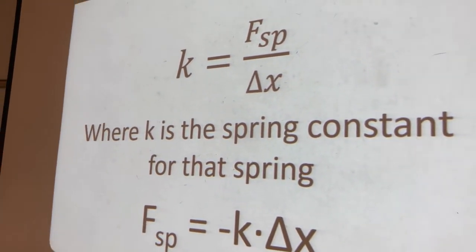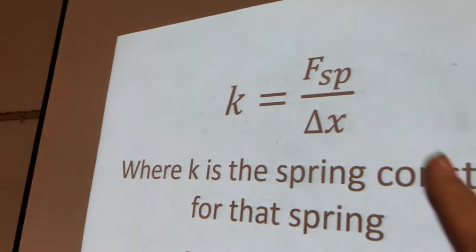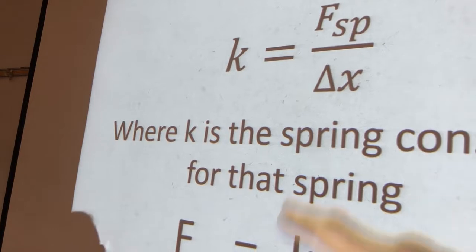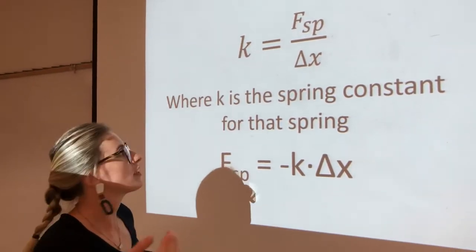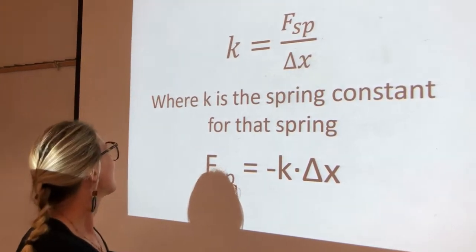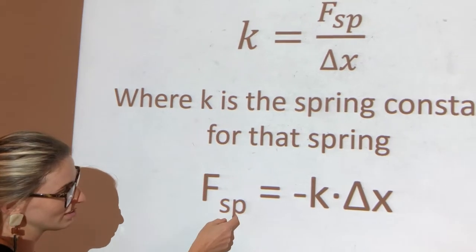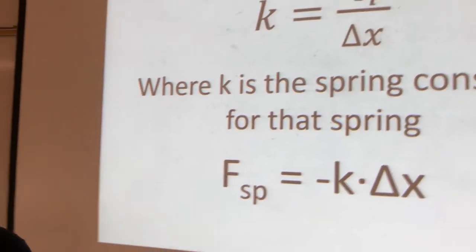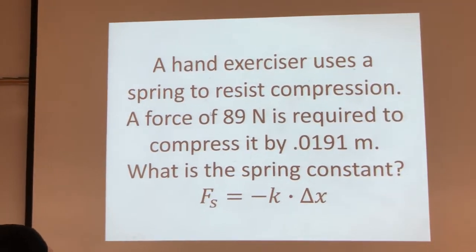So every spring has a spring constant, and for the same amount of displacement, you get more force or less force depending on how stiff the spring is. Every spring has a different spring constant, depending on the stiffness, and you can calculate it. And so we can use this equation: the force of the spring is equal to the spring constant times the displacement. So we just threw in that spring constant.